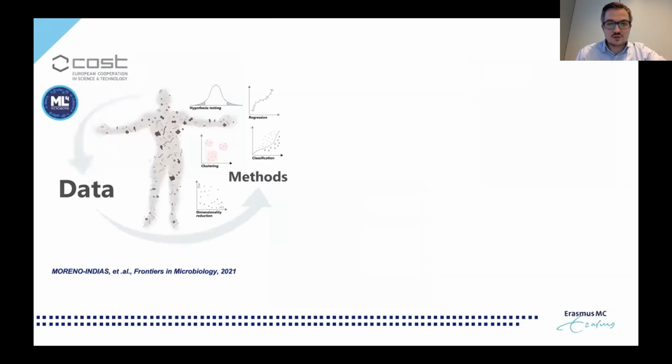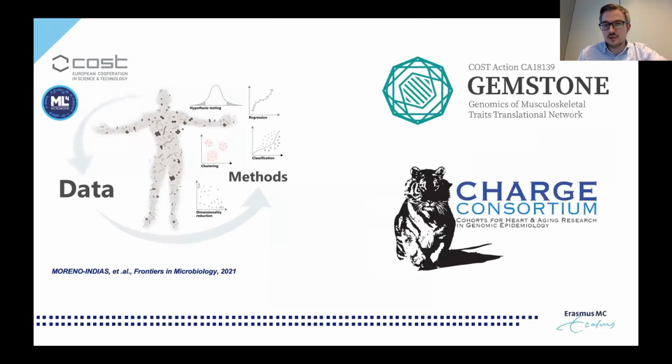If I can just use some time for self-promotion, please, if you're interested, for instance, in microbiome data, we recently published a review paper within the COST ML for Microbiome action. And of course, we are also doing a lot in another COST action consortium network, GEMSTONE, and also within the CHARGE Consortium. So if you're interested, you can always join and read the results of our research.